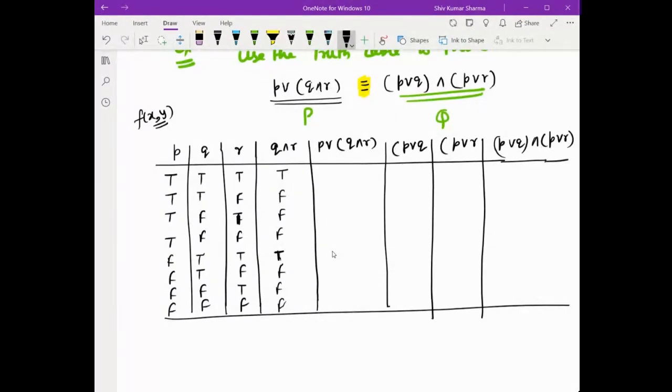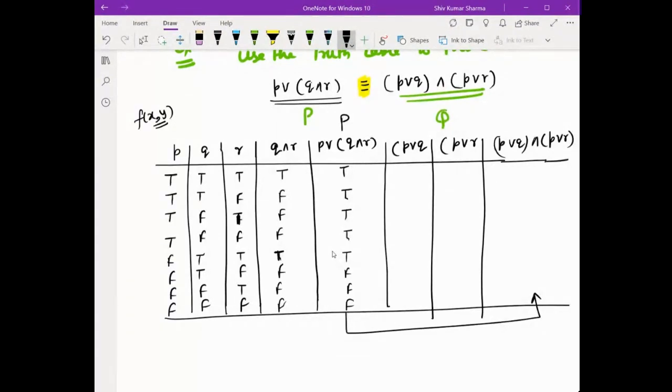Now we make OR with P. For OR, we know that only false, false is false, otherwise true. So P or (Q and R): true, true is true, true, false is true, true, false is true, true, false is true, false, true is true, false, false is false. So this is the last table. That means this is the capital P, you can write as capital P.